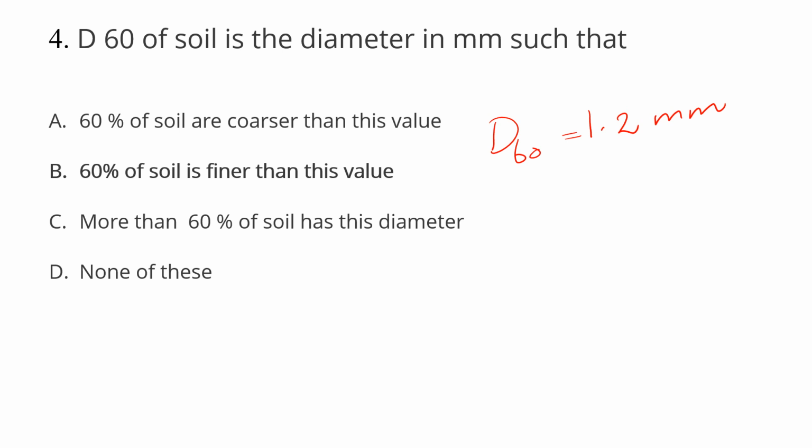Which value? D60 value. D60 value is a value which will be given in mm, and these D60, D30, D10 values can be found from the particle size distribution curve.